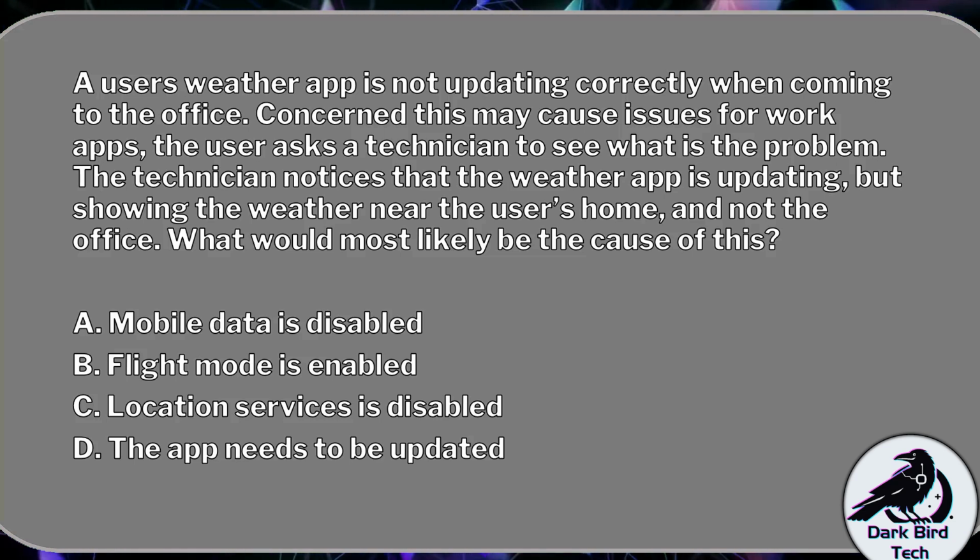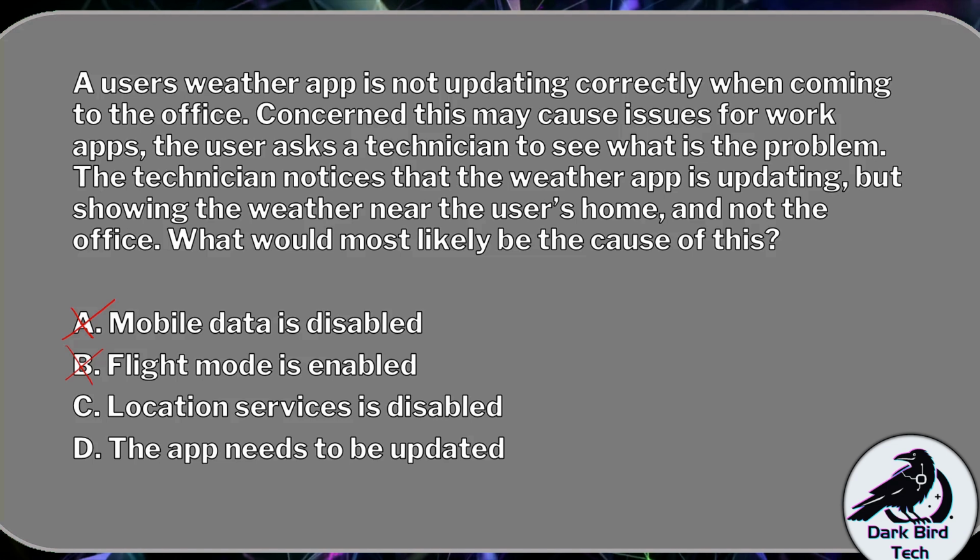Okay, so I doubt that mobile data has been disabled. And the reason why I doubt that is because the app is still updating, it's just still thinking it's at the user's home location. I don't think it's flight mode because the app is still updating. Flight mode would turn off all wireless communications. The app needing to be updated? Maybe, but the app is still working. So an update is not necessarily going to fix this issue.